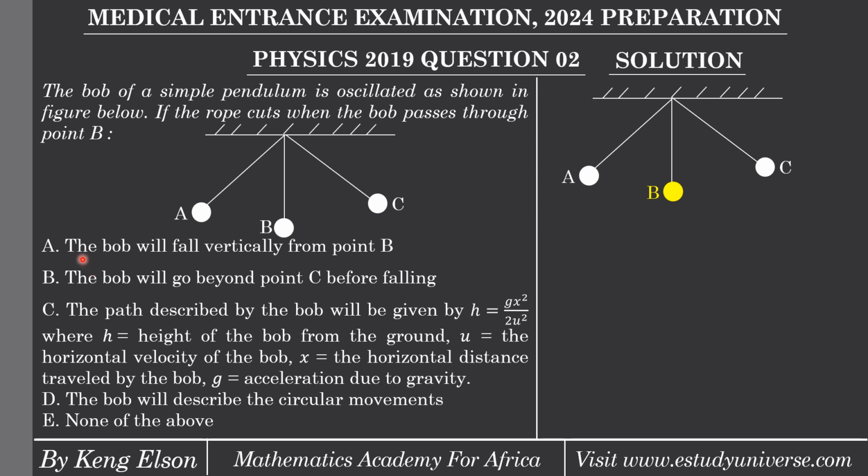Now option A says that the bulb will fall vertically. It is impossible for you to fall vertically because you were oscillating. So if you're moving from point A and then you're passing through point B and the rope cuts, you cannot just go vertically downwards. So option A is also wrong. Let us go to option D. The bulb will describe circular movement, which is also wrong. You cannot be moving in a circle after that incident.